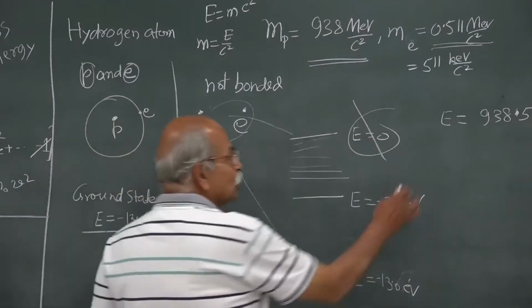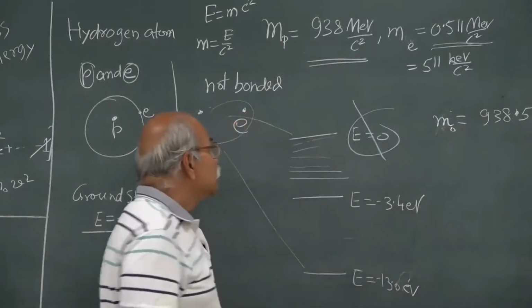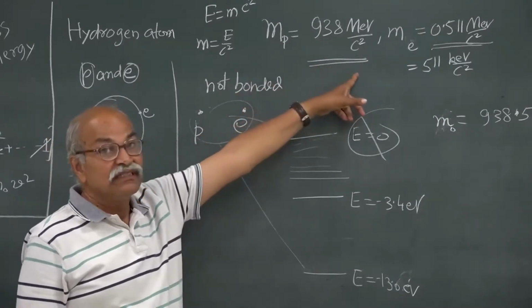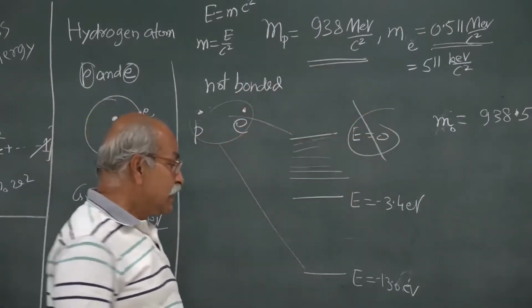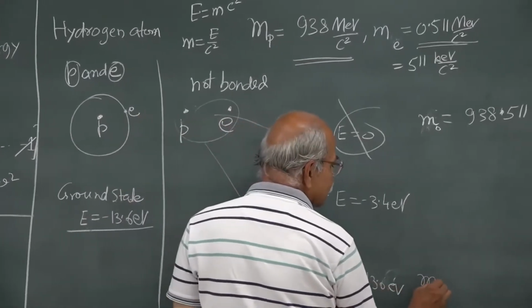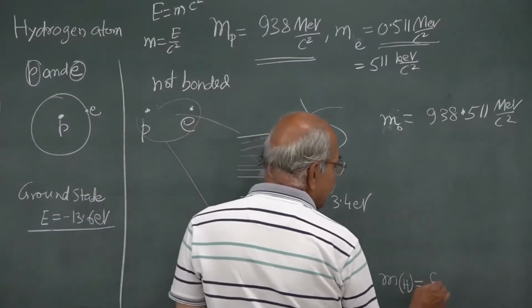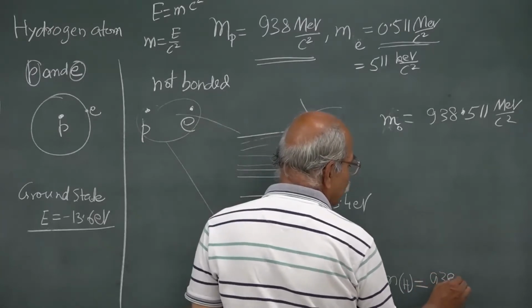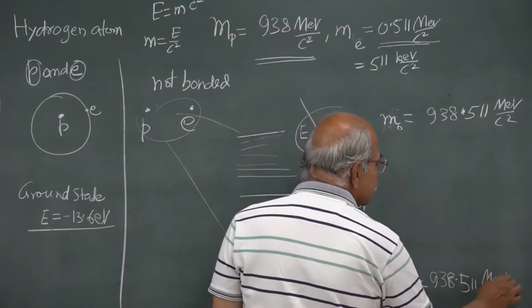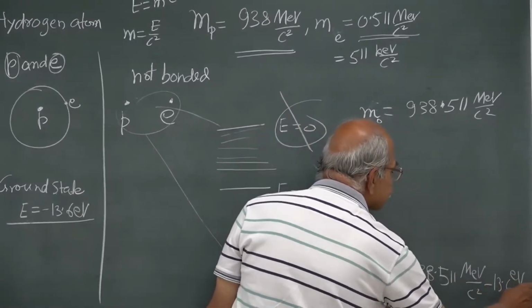So, mass will accordingly, okay, this is mass, this I am writing mass. M naught, rest mass, this proton is at rest, this electron is at rest, this is all rest mass. So, rest mass is this much. Here, when it is a hydrogen atom in ground state, the rest mass of hydrogen is 938.511 MeV by c square minus 13.6 eV by c square.